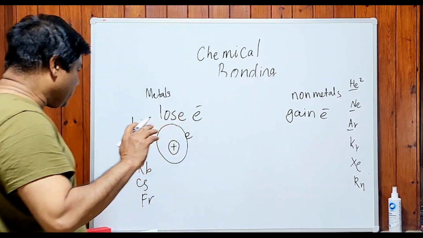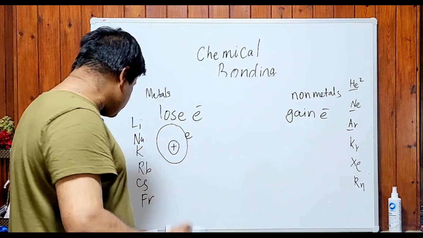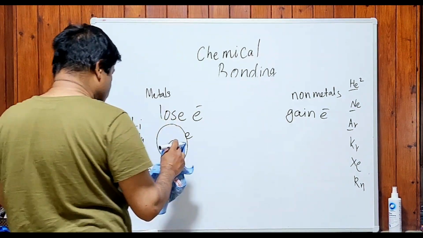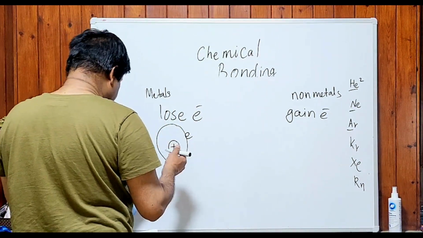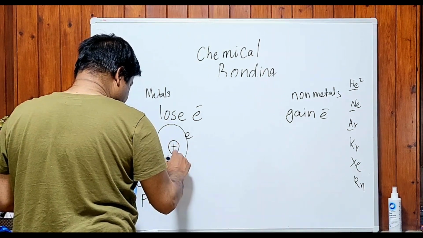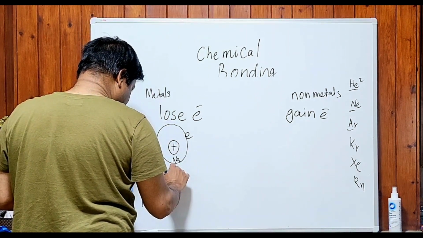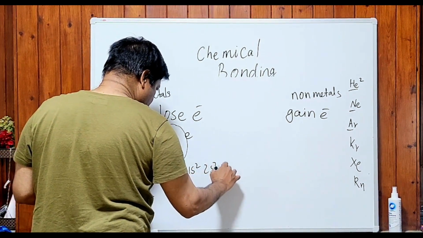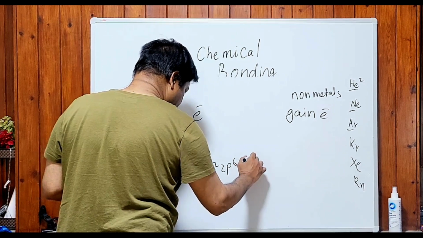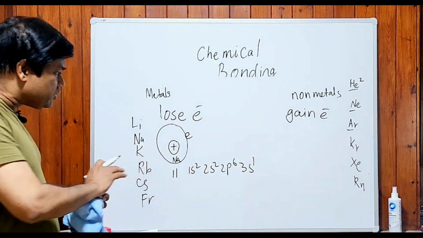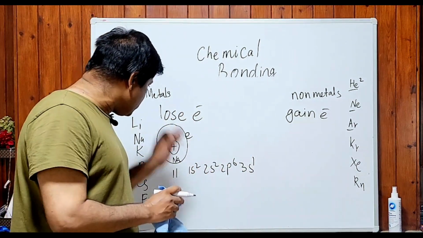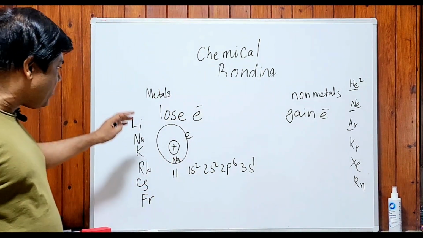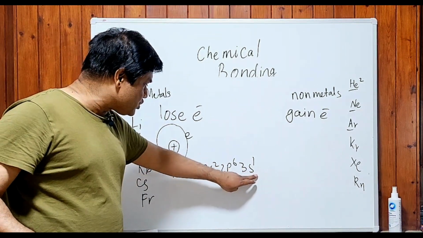Let's take the example of sodium. Sodium has 11 electrons. So suppose this is sodium, 11: 1s2, 2s2, 2p6, 3s1. For the time being, don't worry about how to write the electronic configuration. Just ignore it for now. So look, sodium has 1 electron in the outer shell.